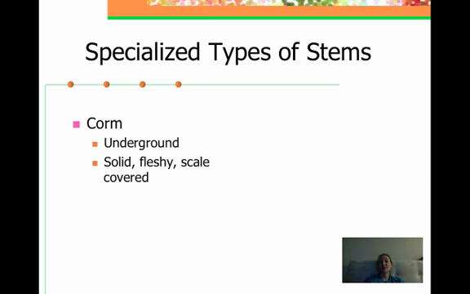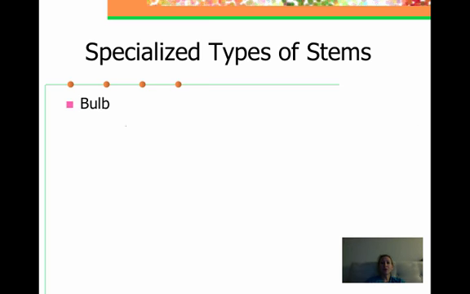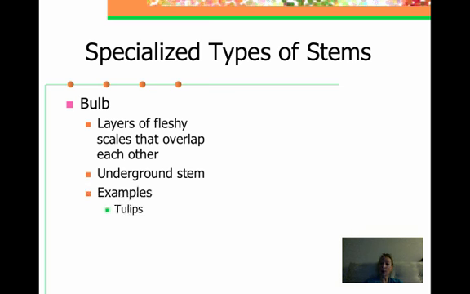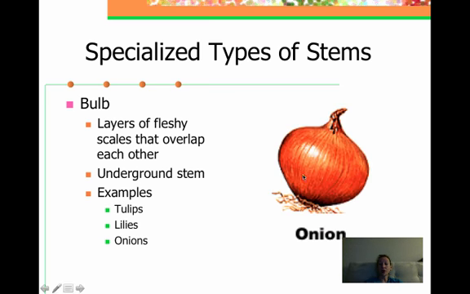There's some specialized types of stems, and some of these you may know as flowers or things that are edible. A corm is an underground, fleshy, scale-covered stem, and some examples are gladiolus, and that's a specific type of flower that grows from an underground stem. One that's more commonly known by you would be a bulb, and some examples of bulbs that we would actually eat would be an onion.